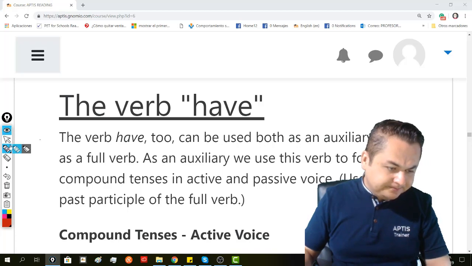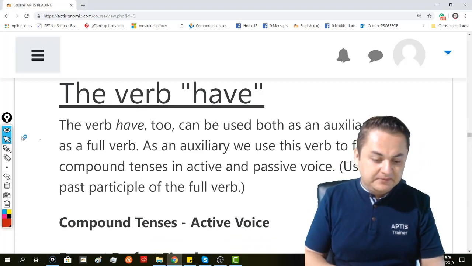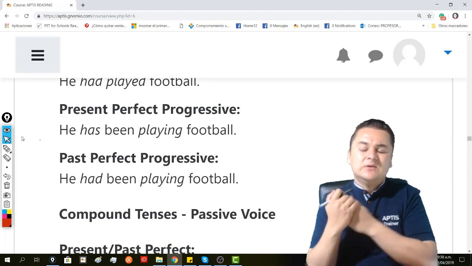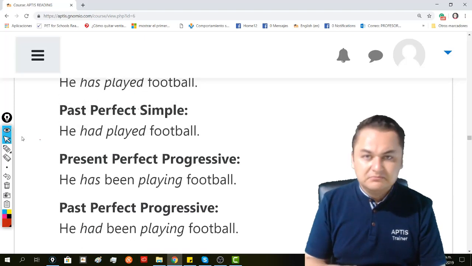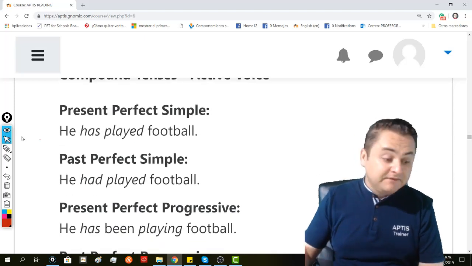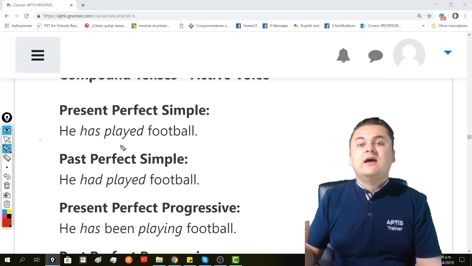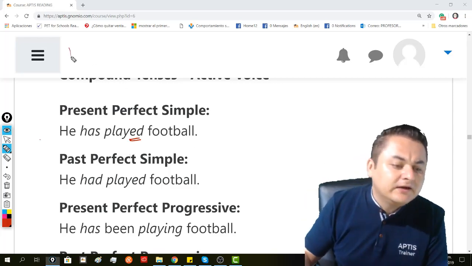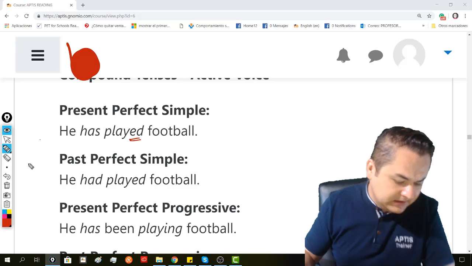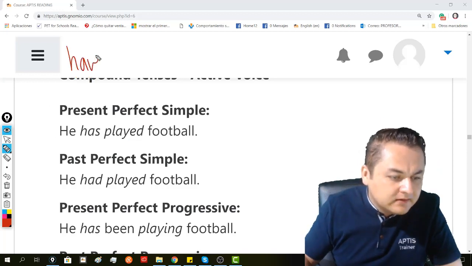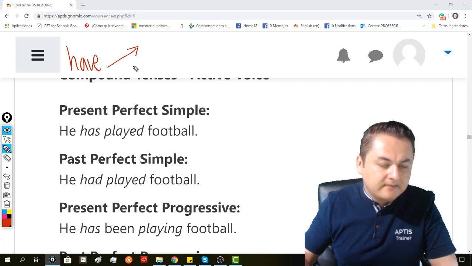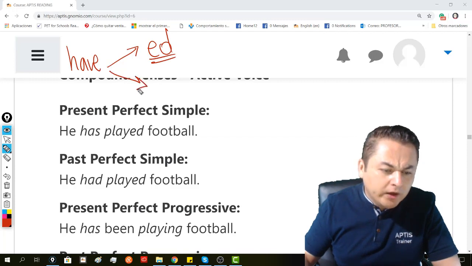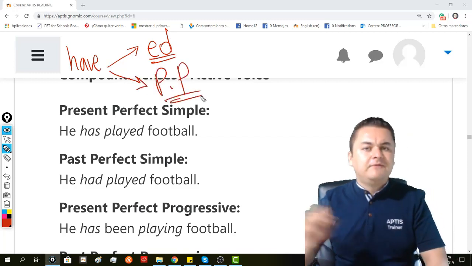You want to remember here, if you want to use the verb to have, you probably remember the conjugation: I have, you have, he has, she has, we have, you have, they have. This is basic knowledge. If you have the verb to have in your sentence, the next verb has to end in ed. I'm going to write it here. Have. So the next verb needs to end in ed or its past participle form.